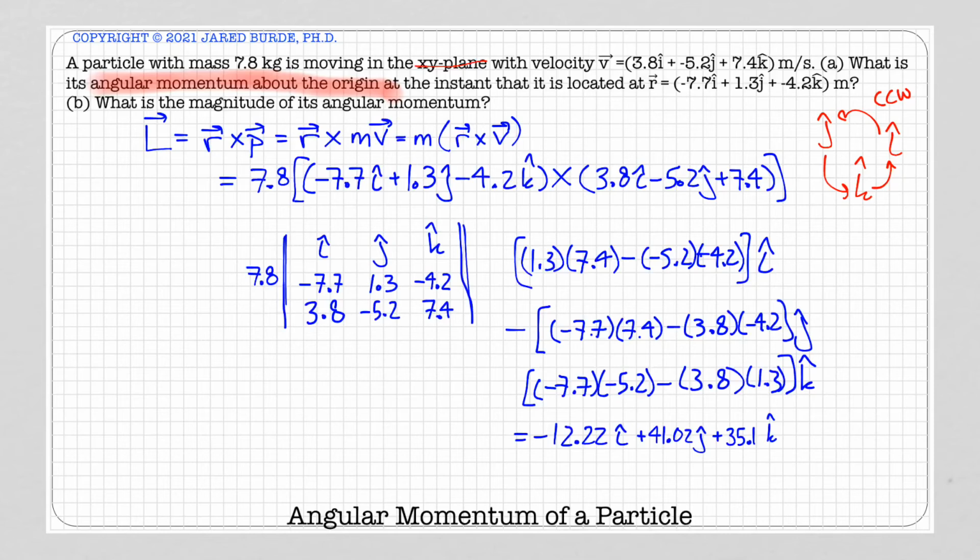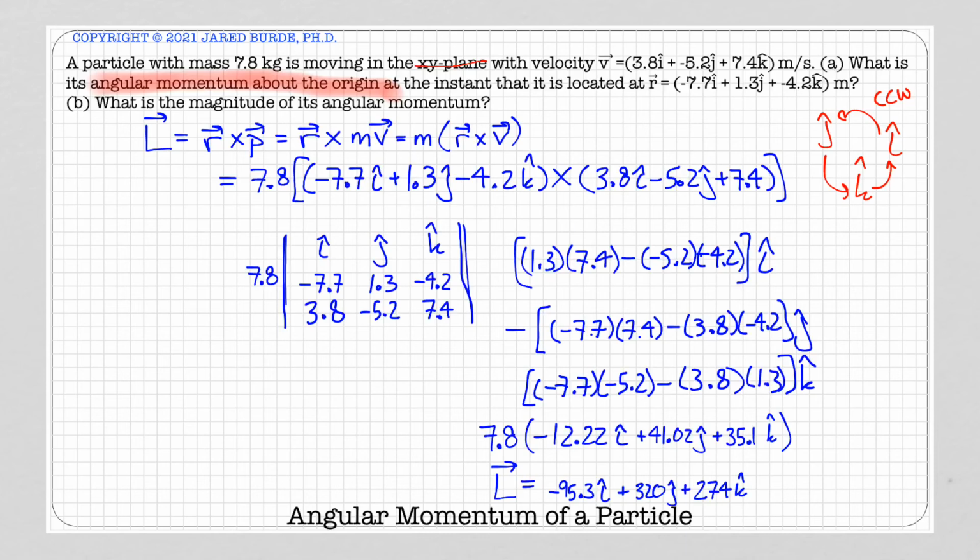This is really r cross v. I still need to multiply the 7.8 times the whole thing, because the 7.8 is the mass. And so I'm just going to distribute that mass to each term as well. And here I have the angular momentum of this arbitrary particle with an arbitrary speed moving in an arbitrary direction, someplace in the 3D space around the origin.